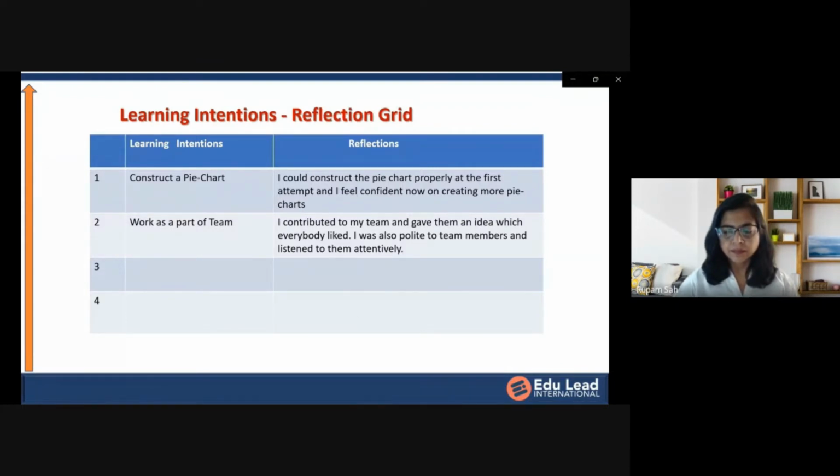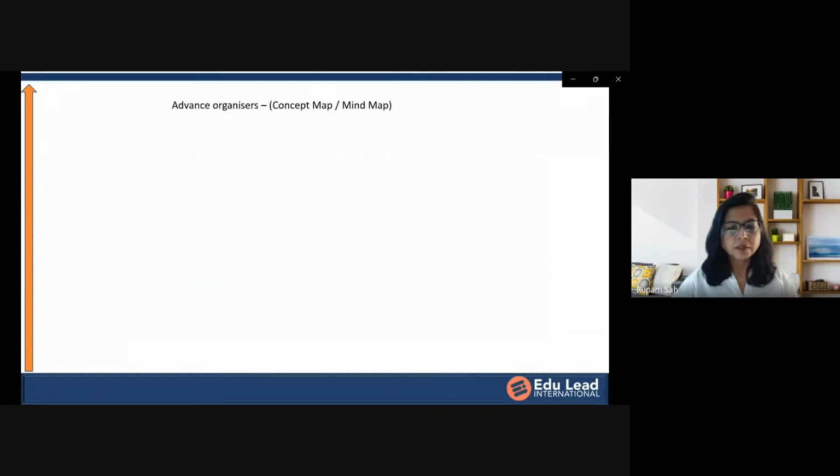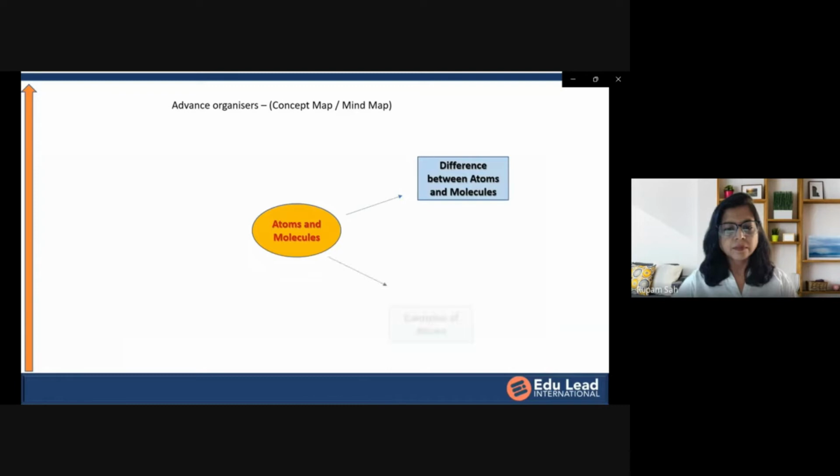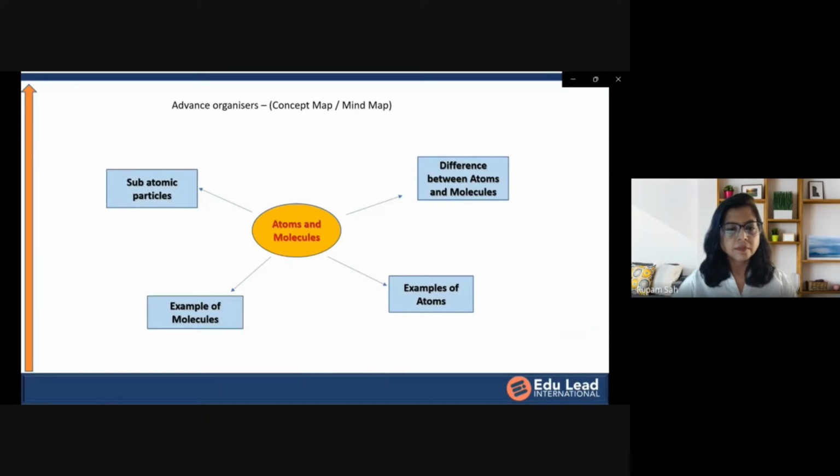Another way of sharing learning intention is in the form of advanced organizers, a concept map or a mind map. Say, for example, we are teaching them atoms and molecules. And in that, we want to teach them about the difference between atoms and molecules, some examples of atoms, some examples of molecules, and subatomic particles. Now, what we can ask our students is, before we begin with the chapter, we can ask them to list down all that which they already know about these subtopics, and then they can keep adding the new information as you keep proceeding with each and every subtopic. So this way also we can share the learning intention with the students. By the end, they will have a proper concept map ready with them.